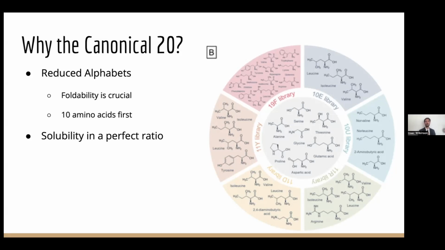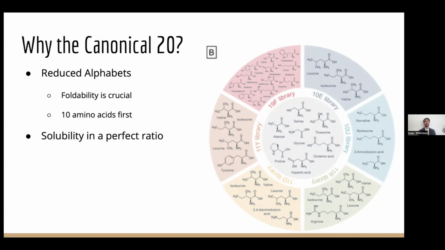So with this canonical set of 20, why were they picked? As I mentioned, there were tons available on Earth, so there had to be something special about this specific set. Yet again, we are going to be examining their foldability. And for these peptide libraries, I'll break it down a little bit. 19F is going to be the full peptide library excluding cysteine.